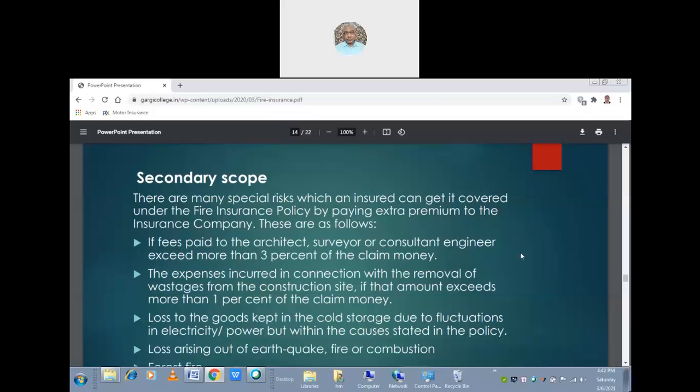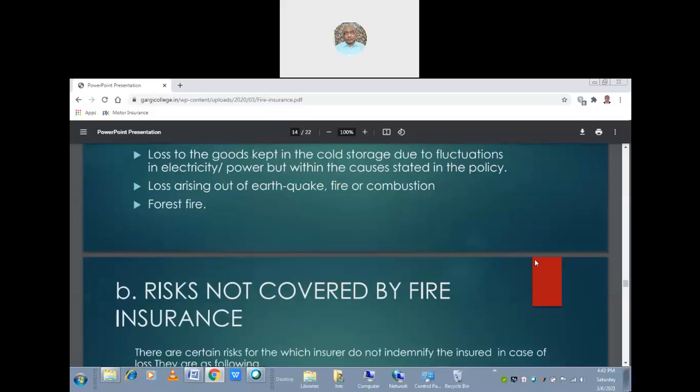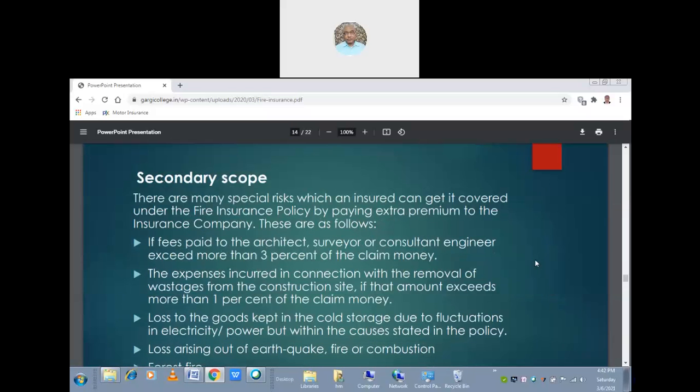So these are the secondary scopes. We will see the risks covered and those not covered in tomorrow's class, or go through them in a short way.